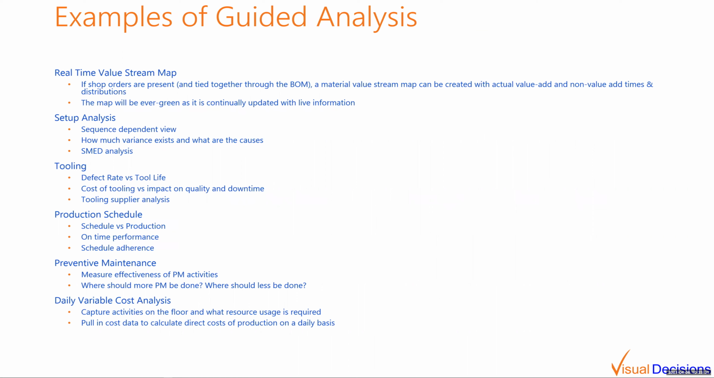Some examples of this guided analysis: you can automatically create real-time value stream maps with the information, as long as you're capturing what is being done in each step, the work order that's associated with that. Now I can track that work order from machine to machine and see what is my value add time at each machine, what's my non-value add time between machines, and a lot of other information that I can collect about the context of what's happening at each step.